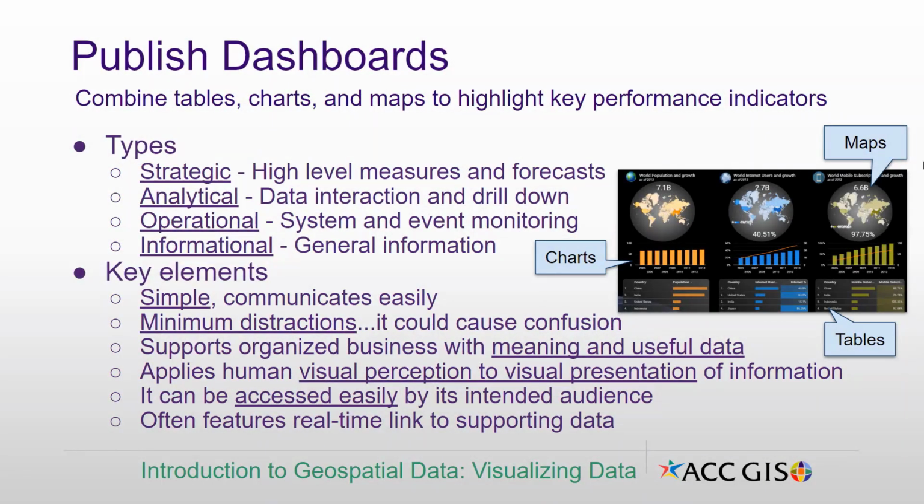Now, tables, charts, and maps can serve as standalone graphics, or they can be combined into a dashboard that highlights key performance indicators. Now, there are four different types of dashboards: strategic, analytical, operational, and informational. Strategic features high level measures and forecasts that are typically targeted at leadership, for example, like a CEO or a manager.